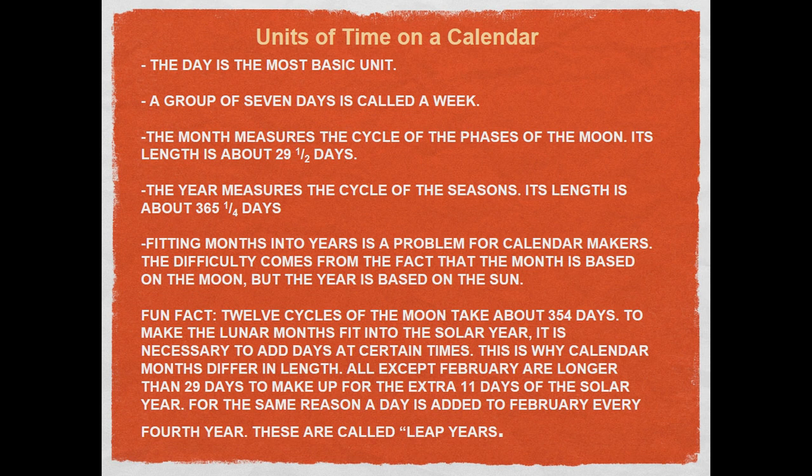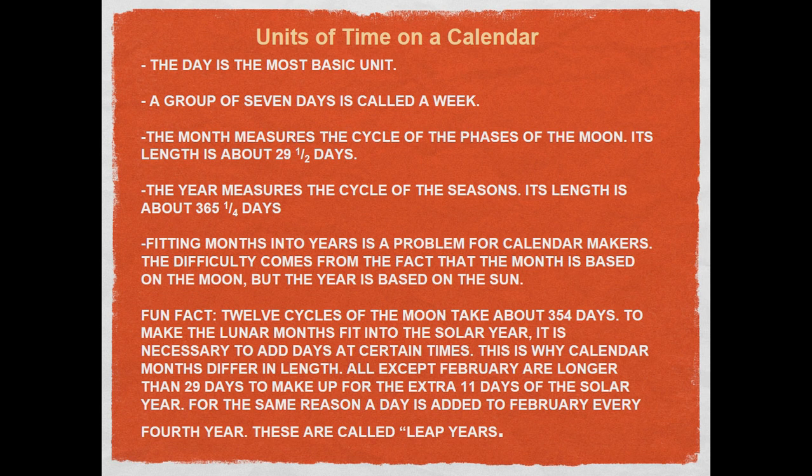But a year measures the cycle of the seasons, which is actually how long it takes for the Earth to go around the sun, which is 365.25 days. Now, fitting months into years is a problem because if you count up all of the cycles of months, it's 354 days.